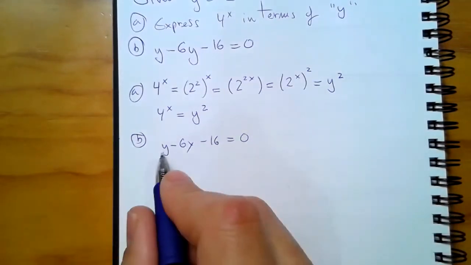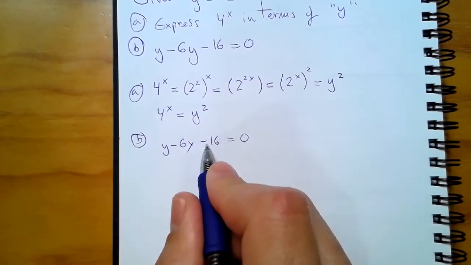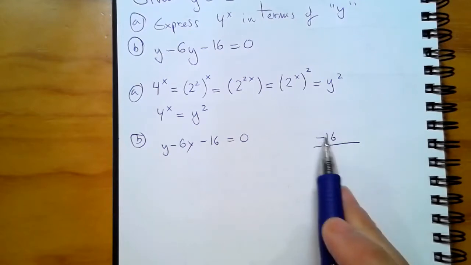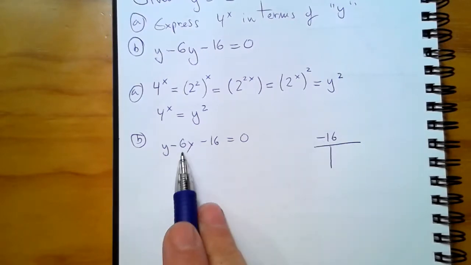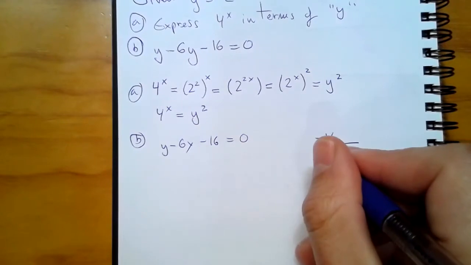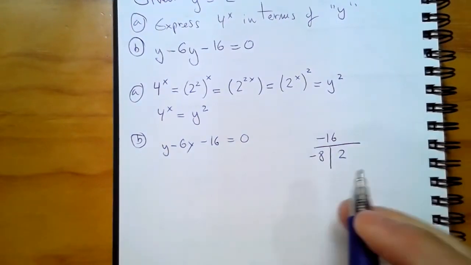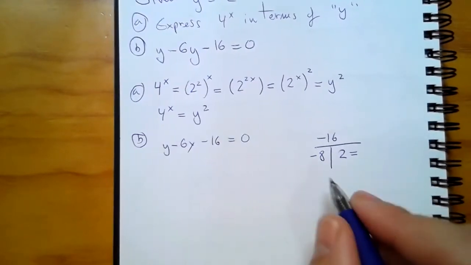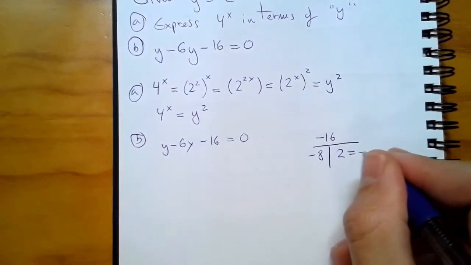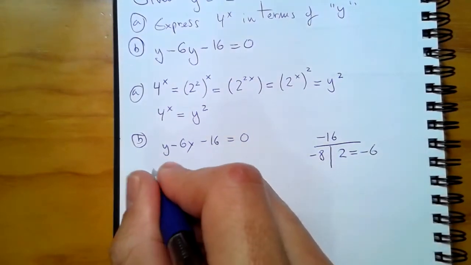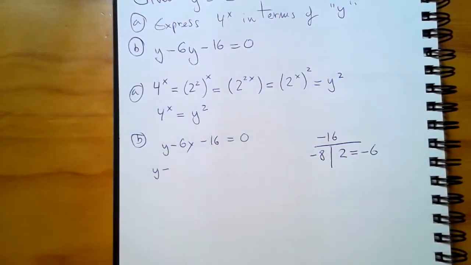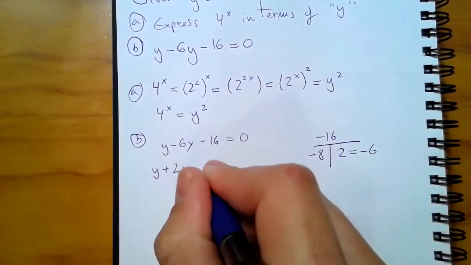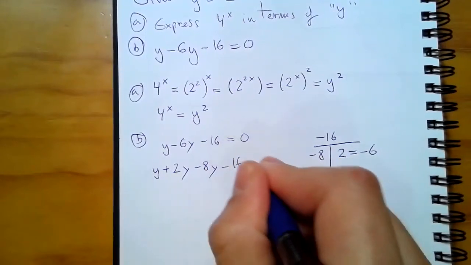So, remember I multiply 1 times minus 16. Now I need to look for factors of minus 16 that add up to minus 6. In this case it is minus 8 and 2, because minus 8 times 2 is minus 16, and if you add up minus 8 and 2 you have minus 6. Then you can write this like y squared plus 2y minus 8y minus 16 equals 0.